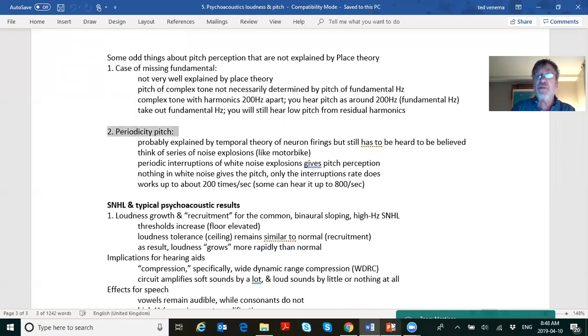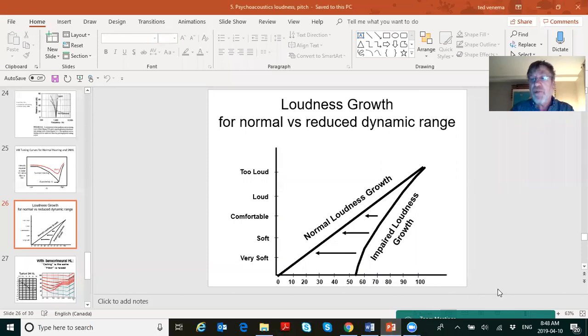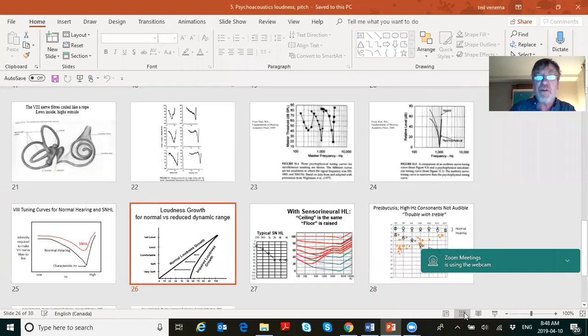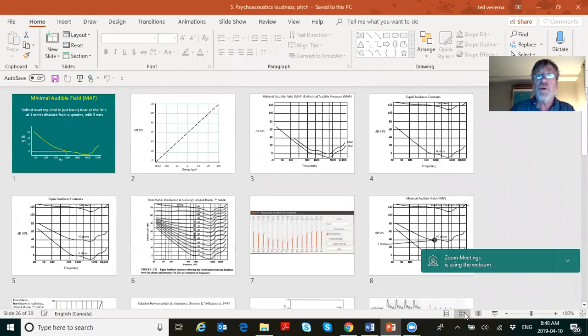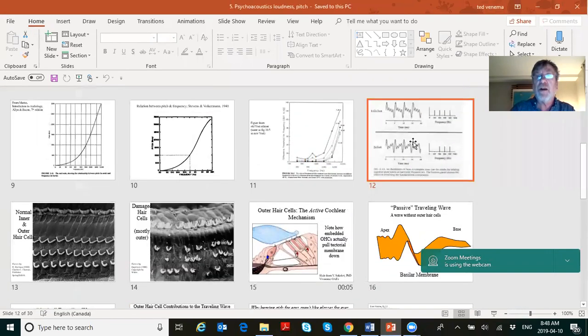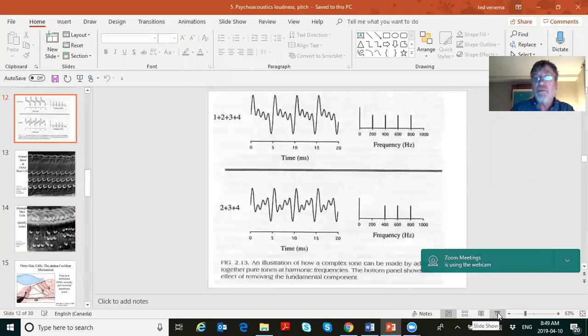Let's look at the case of the missing fundamental first. So I'm going to move this green bar up out of the way. Let's find the slide that deals with the missing fundamental. That would be, no, I'm looking, here it is. There it is. Okay, I'll blow it up.